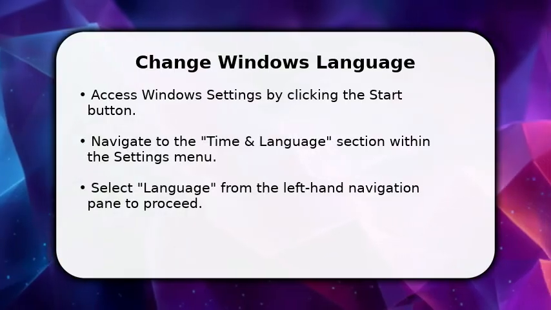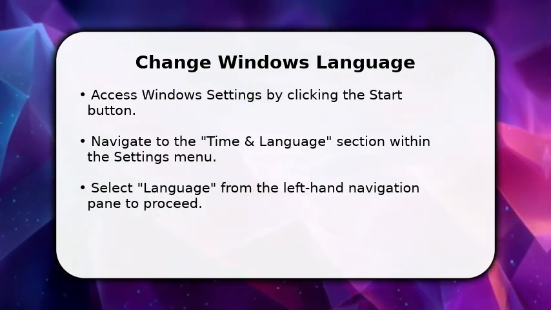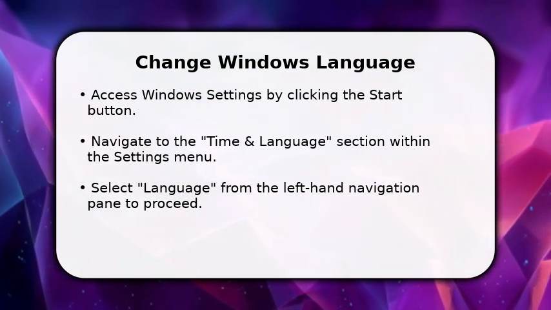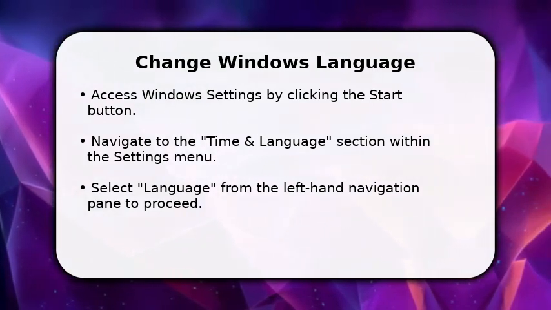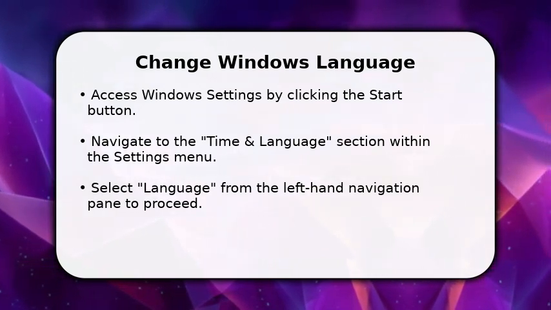In this video, I will show you how to change the default language in Windows. First, open your Windows settings. You can do this by clicking the Start button and then the gear icon. Once in Settings, look for Time and Language and click on it. Then, on the left side, select Language.